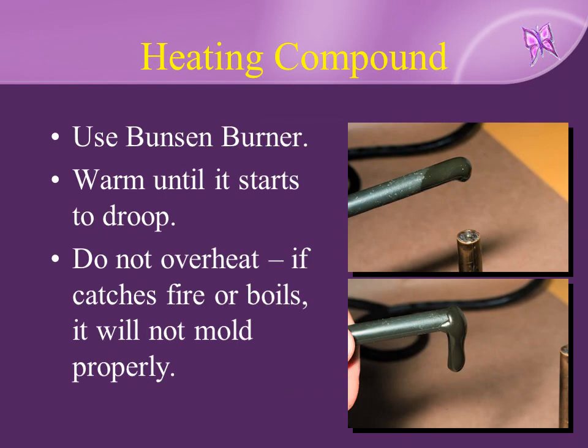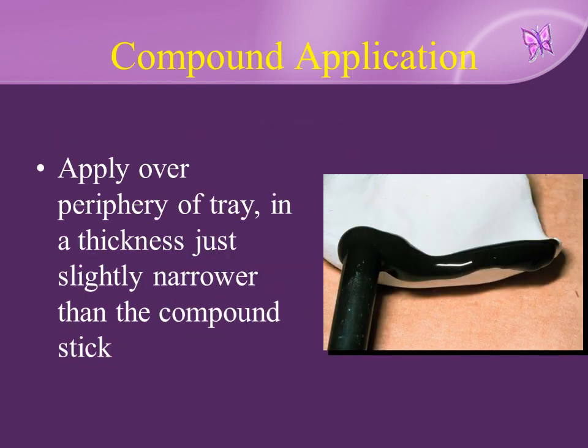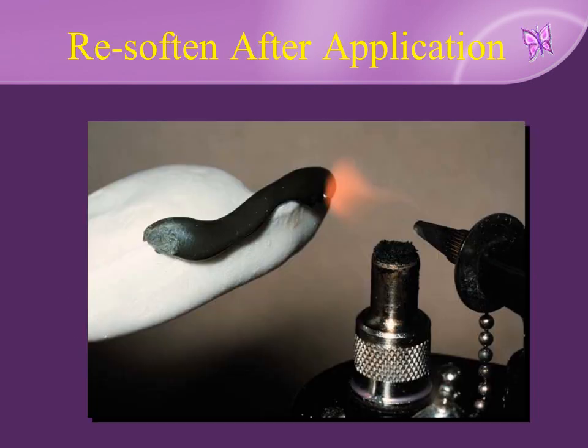Heating compound. Use Bunsen burner. Warm until it starts to drop. Do not overheat. If it catches fire or boils, it will not mold properly. Compound application. Apply over the periphery of the tray in a thickness just slightly narrower than the compound. Resoften after application.